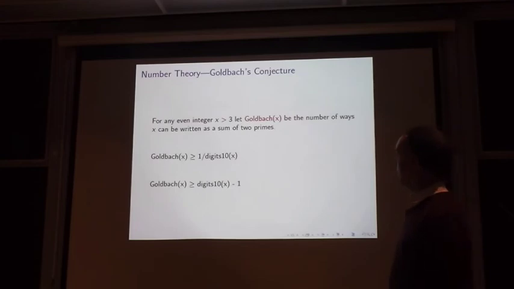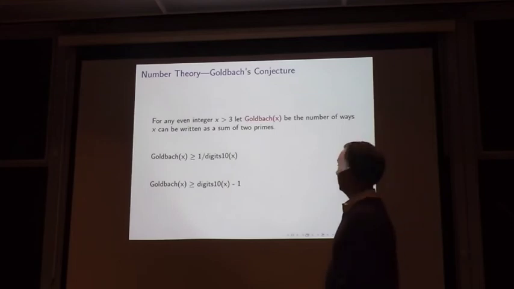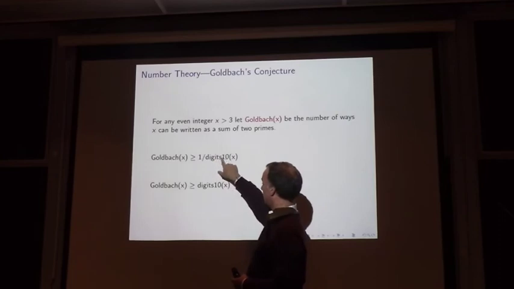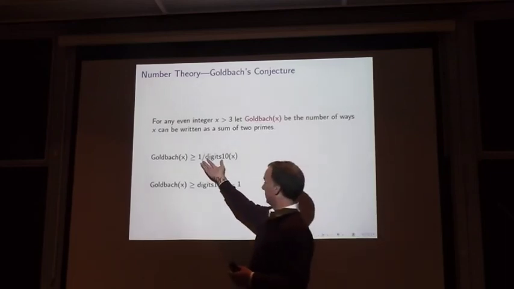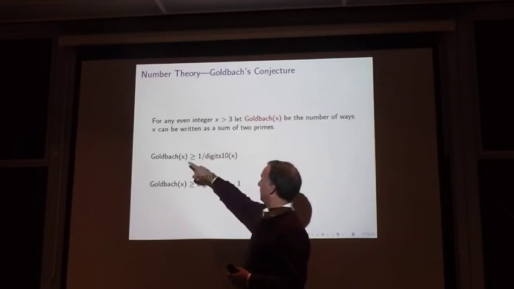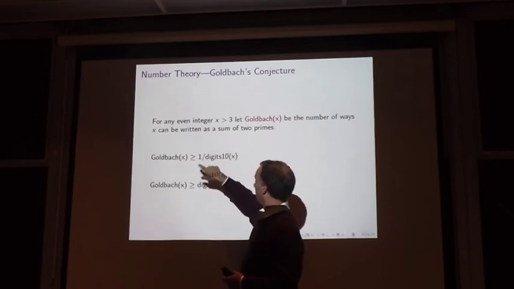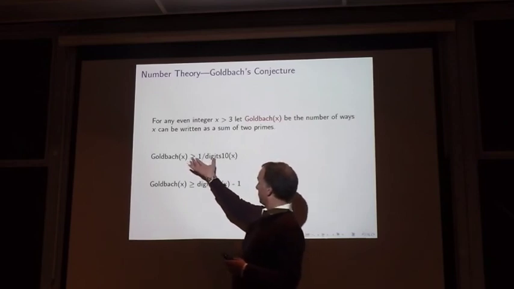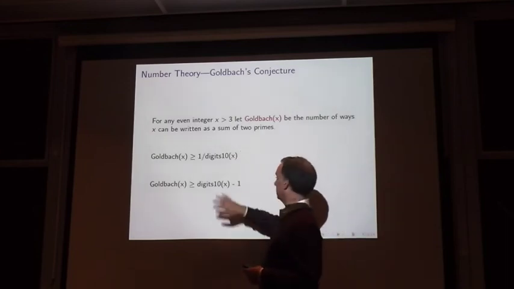So it's the number of ways that an integer can be written as a sum of 2 primes, for even integers. One of the conjectures that the program made was that digits 10, the number of base 10 digits in a base 10 representation of an integer. So this one is trivially true, but for at least one integer there was equality, and that's why it must have made this conjecture.